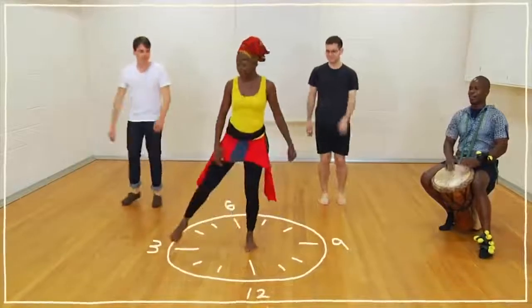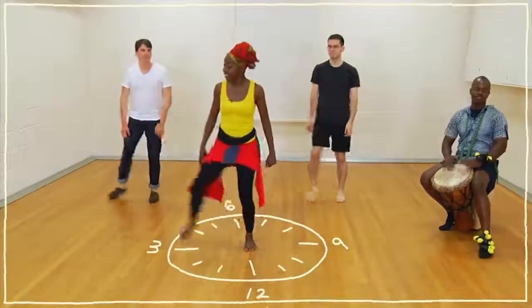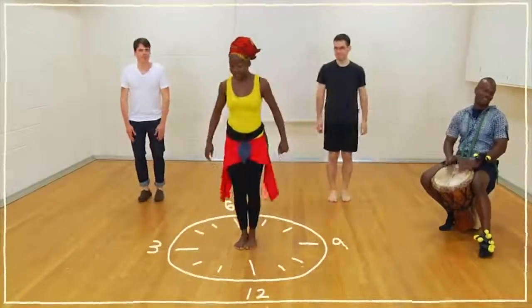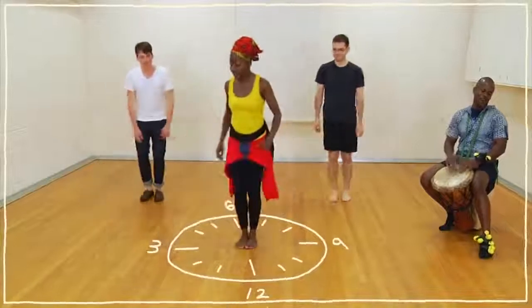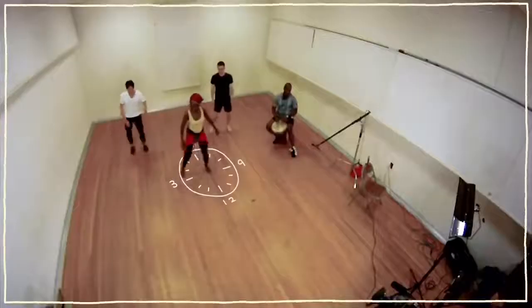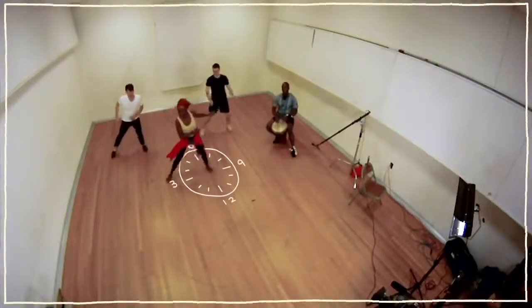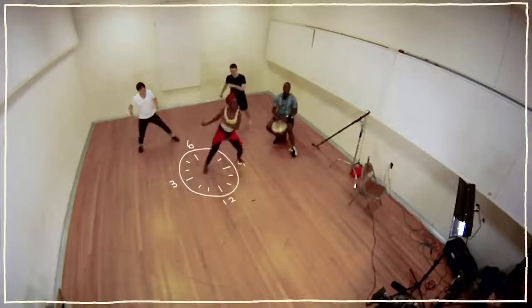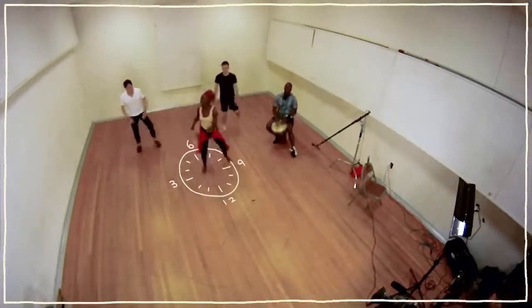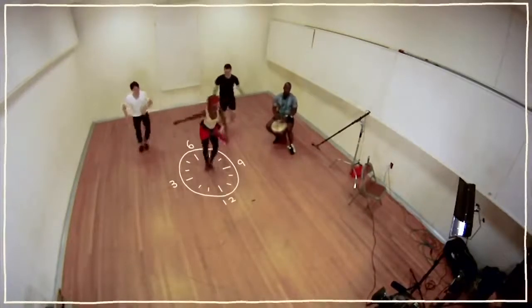Now we're gonna go 3 and 9, right? 3 and then 9. Step. 3. Step. 9. Step. Here we go. Now we can do this double time. Are you ready? Double time.